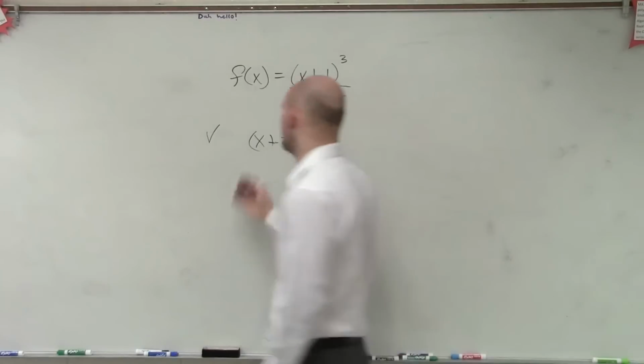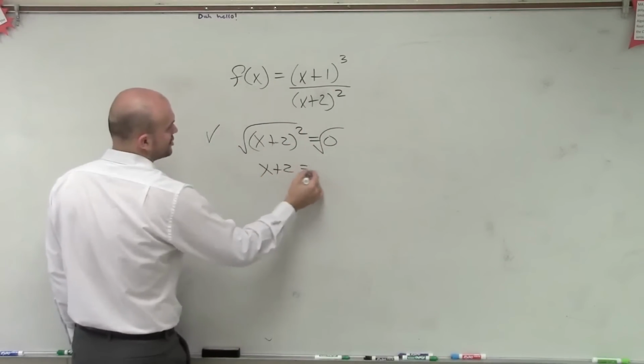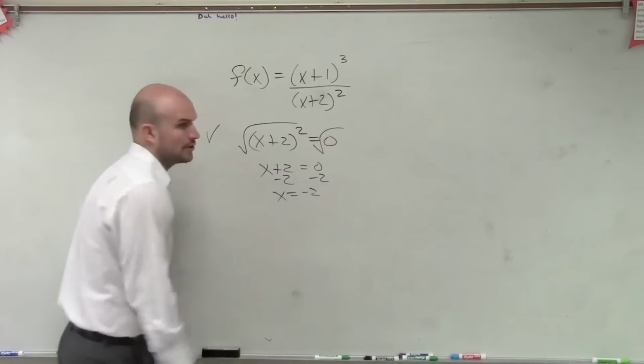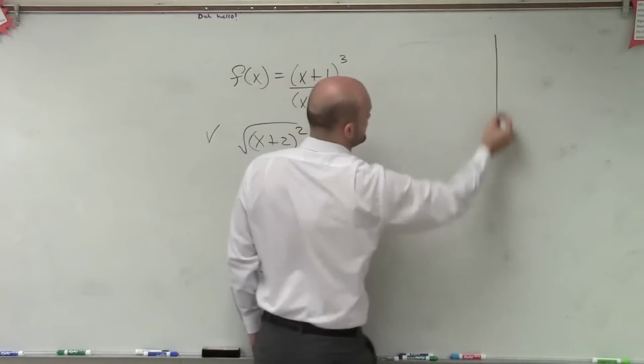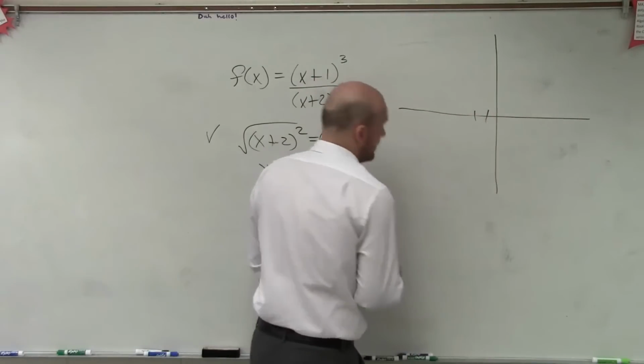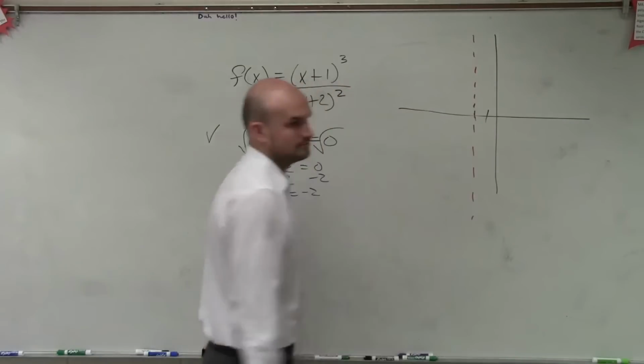I can use the square root method, which means I'm going to take the square root of both sides and get x plus 2 equals 0, subtract 2, x equals -2. So now I'll plot an x and y axis. So I go over to -2, and I create my nice little vertical asymptote.